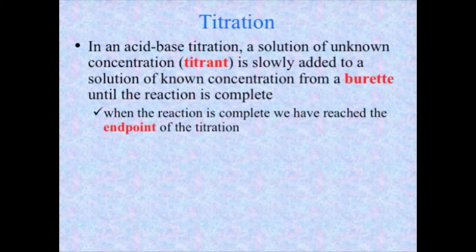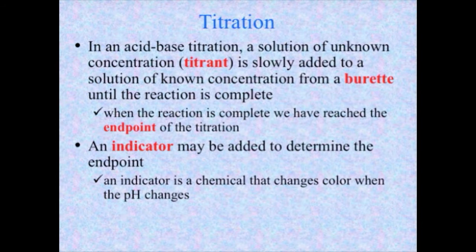In this unit, we're going to talk about titrations. Now, in an acid-base titration, a solution of unknown concentration called the titrant is slowly added to a solution of known concentration from a burette until the reaction is complete. And when the reaction is complete, we have reached the end point of the titration.